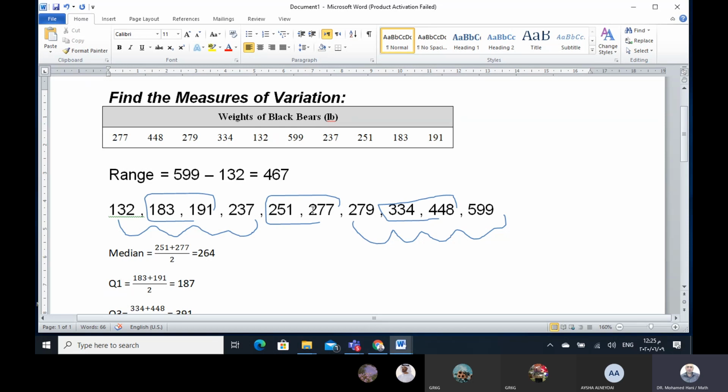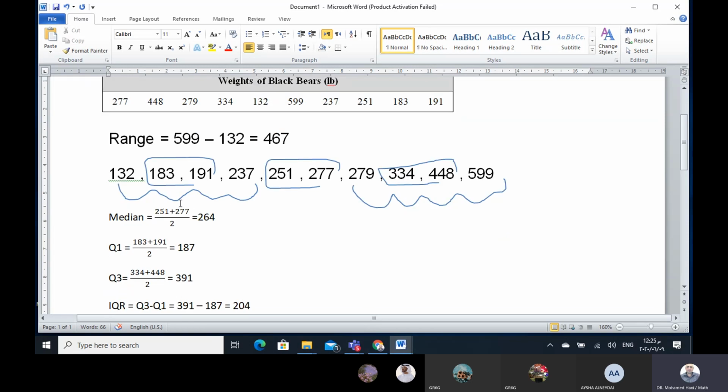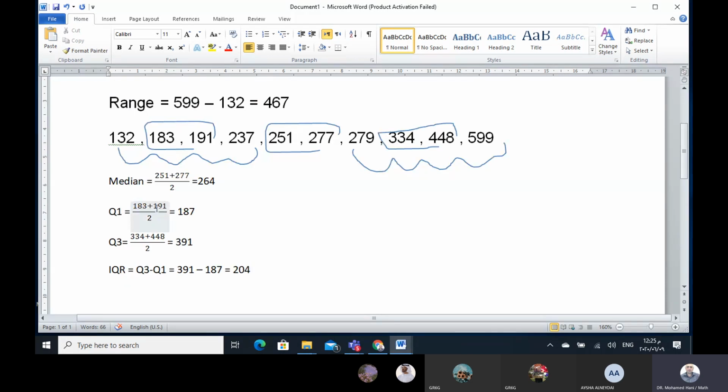After you find the median, you will find the data divided into 2 equal sets, the first set and the second set. Go to the first set and find the median. We have 4 numbers here, 1, 2, 3, 4. So the median will be the 2 numbers in the middle. Find the mean of the 2 numbers: 183 plus 191 divided by 2 will be 187.